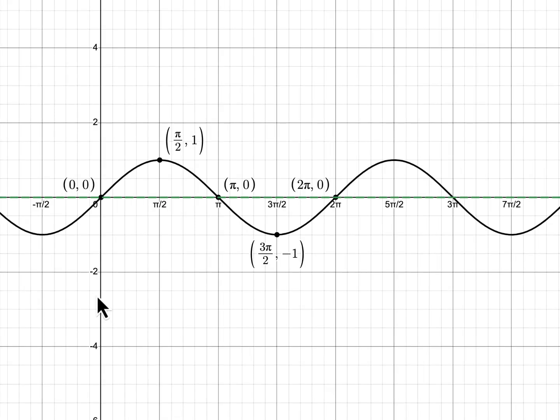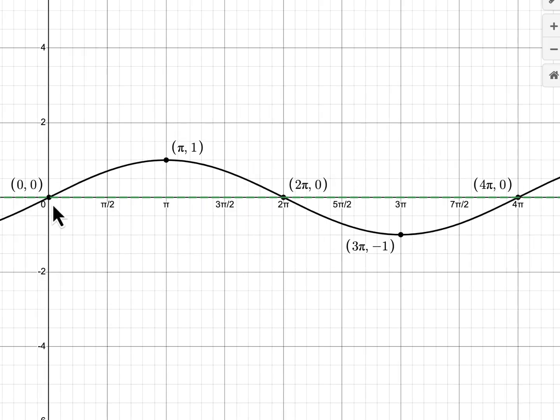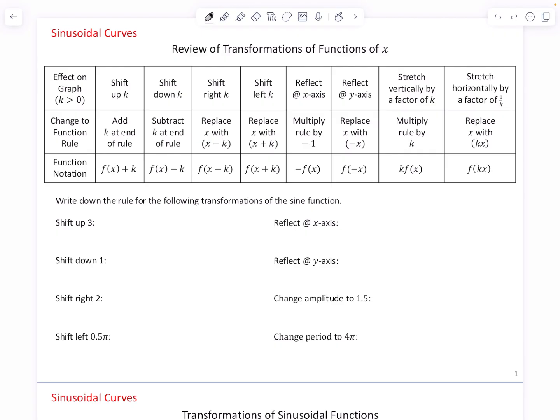And if I want the new period to be 4 pi, I need to do a horizontal stretch by a factor of 2. So now beginning with the origin, we have to go to the right 4 pi units to complete one cycle. But notice the amplitude is still 1. All right, back to our notes.